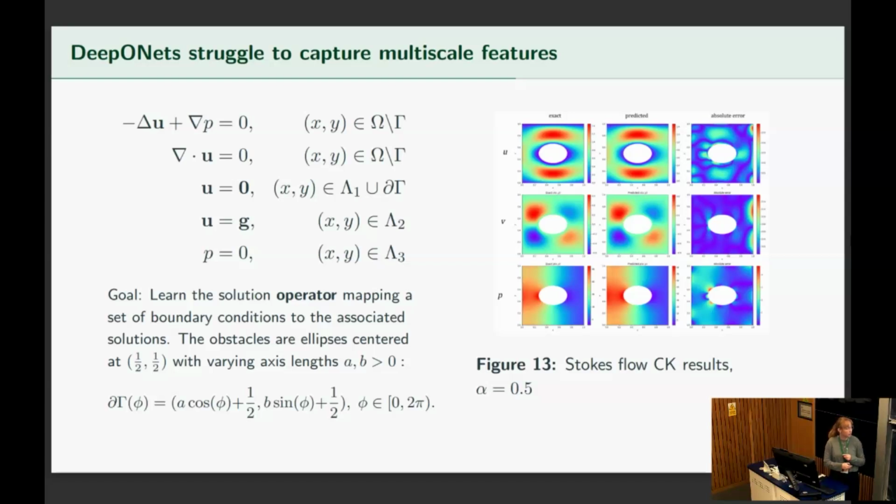And the boundary of the obstacles is given by this formula. So we have a range of boundary conditions we're trying to learn the solution for. And this is a problem where a physics-informed DeepONet on its own, with no improvements made to it, fails completely. And to motivate my work in this project, I'm going to go back and show the literature that has led up to allowing us to train for problems like this.